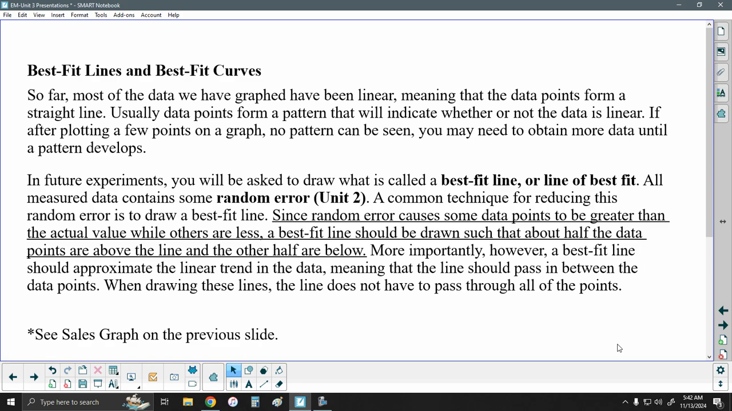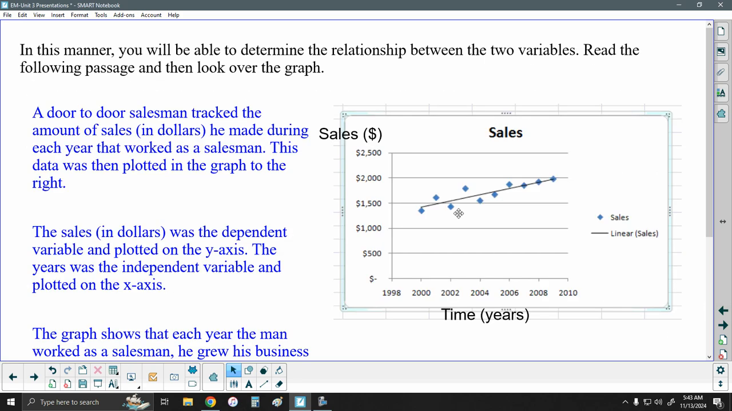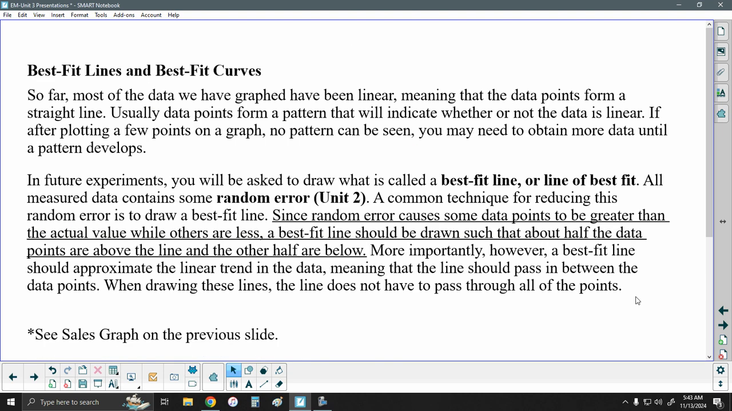We're going to be focused solely on linear relationships in this class, but we will talk about some things that are not linear. In future experiments, you'll be asked to draw what is called a best fit line or a line of best fit. All measured data contains some random error. So if you look at the data here, not all of the data lines up directly on that line, and that's because the measurement is not wholly consistent, and so we do have some random error in the measurements here, just like we have in all of our other experiments.